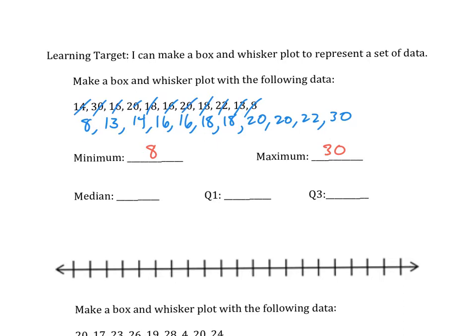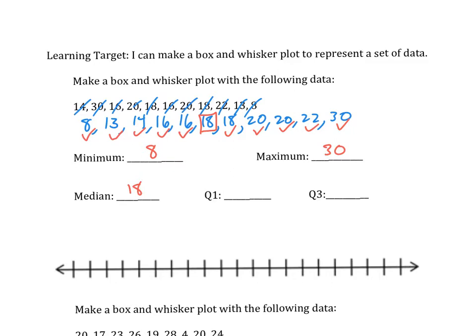So if I cross off 8, I'll just put a little check mark, and then 30. 13, 22, 14, 20, 16, 20, 16, and 18, and we are left with 18, which means that 18 is going to be our median. That's the middle of our set of data.